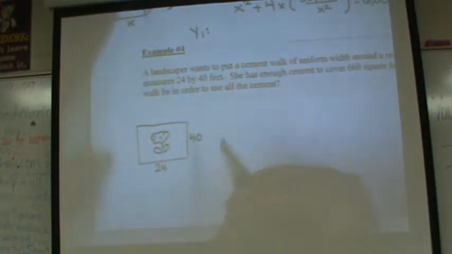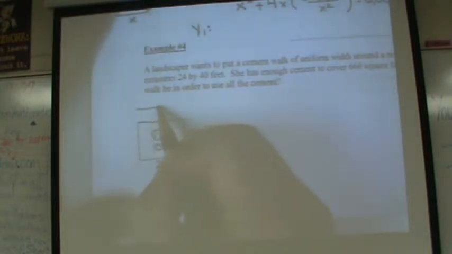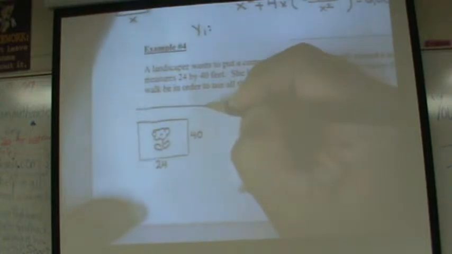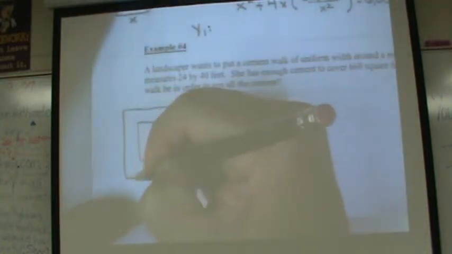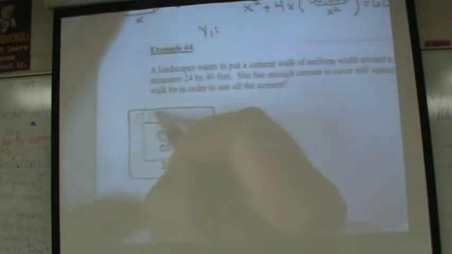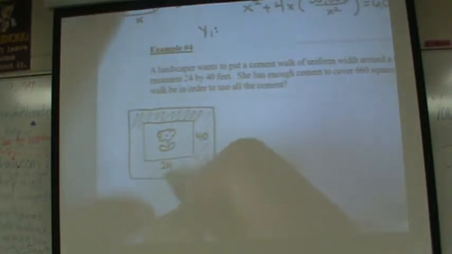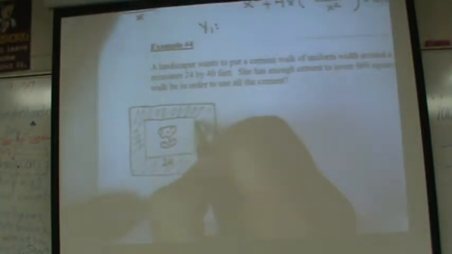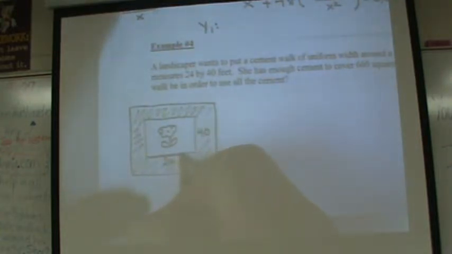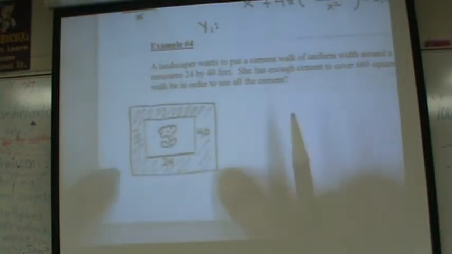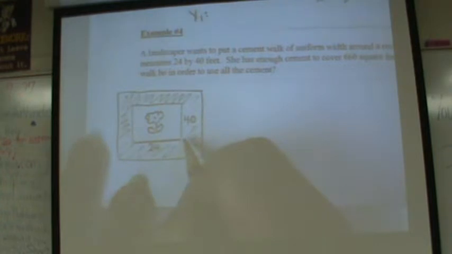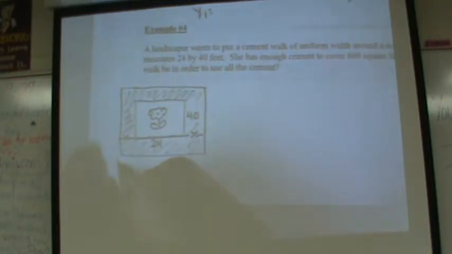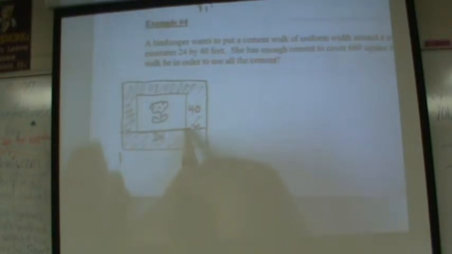That's our garden. So the landscaper wants to put an even amount of cement. Sorry, my picture's not perfect, but he wants to cement this so that you can walk around it, water your flowers without smashing your flowers. Now, when we say uniform width, right now your garden is 24, but if we want to look at this dimension right here, if this is, we'll call this X, from here to here is X, and from here to here is X. What would be this dimension from here to here? If this is 24, and these are both X, what would this width be, this new width?